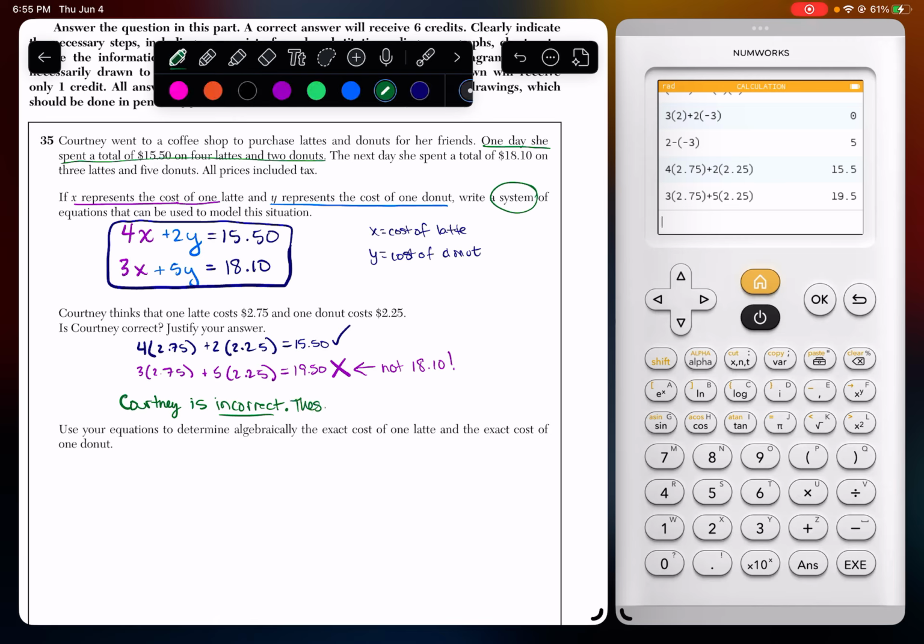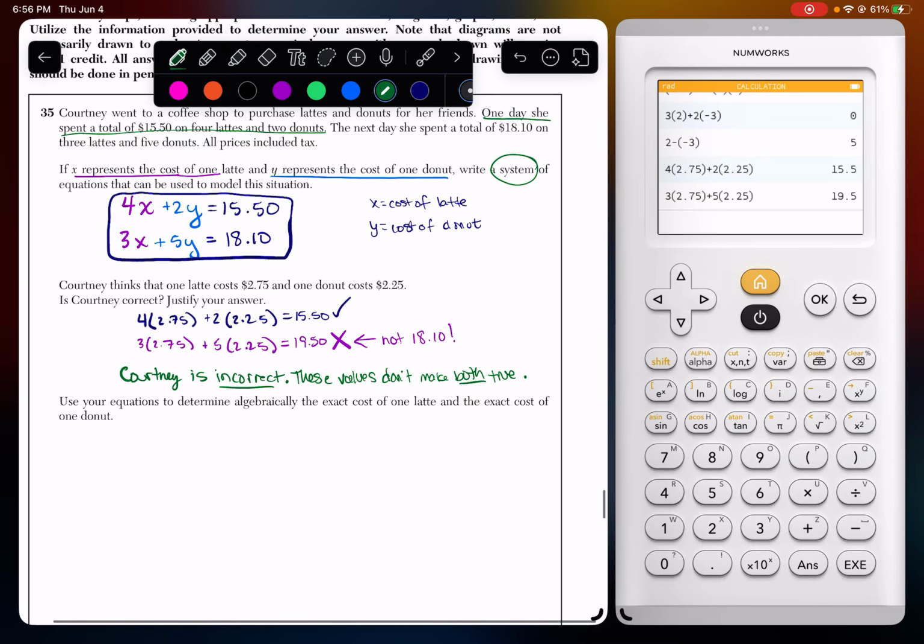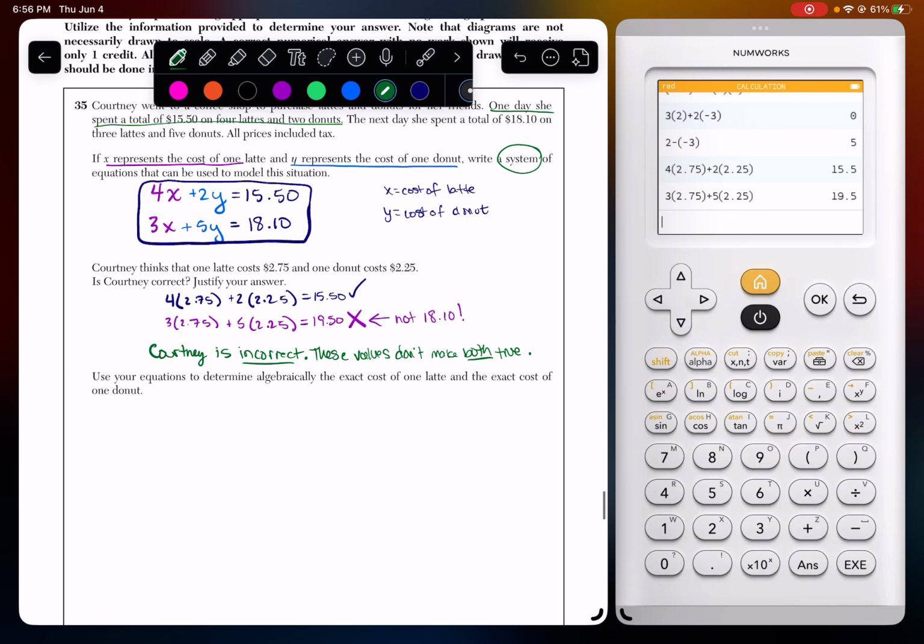These values don't make both equations true. So to be a solution, we need to make both true. And then the final step is use your equations to determine algebraically the exact cost of 1 latte and the exact cost of 1 donut.